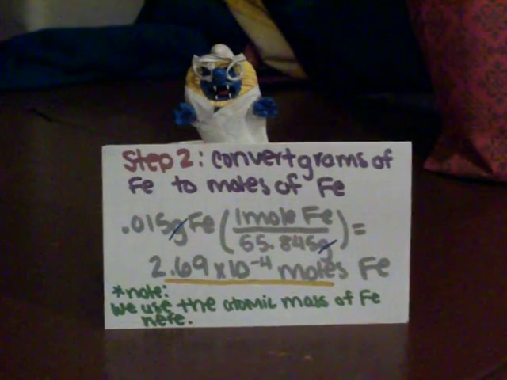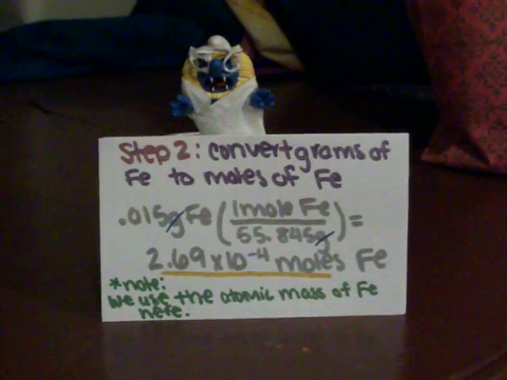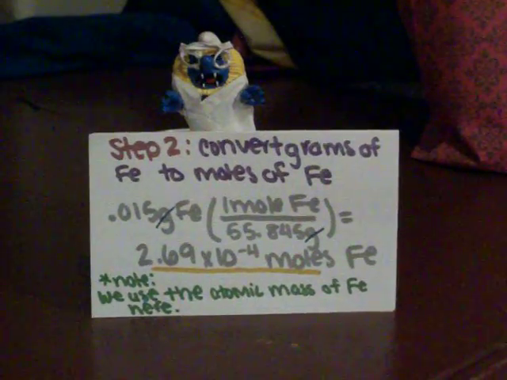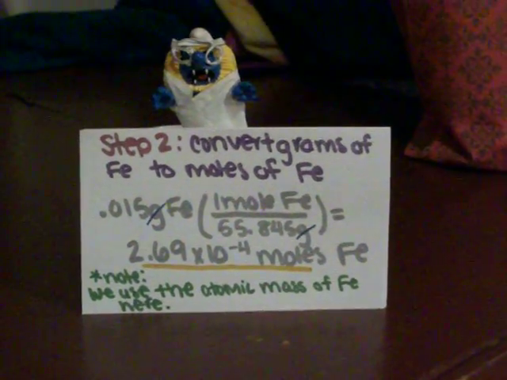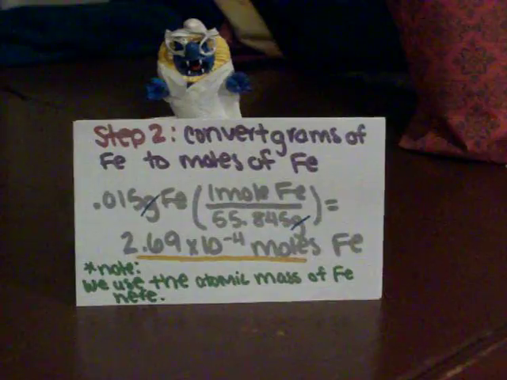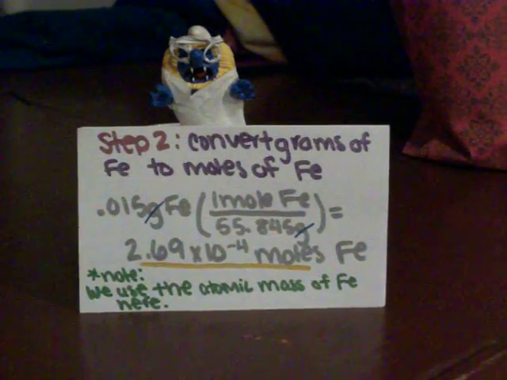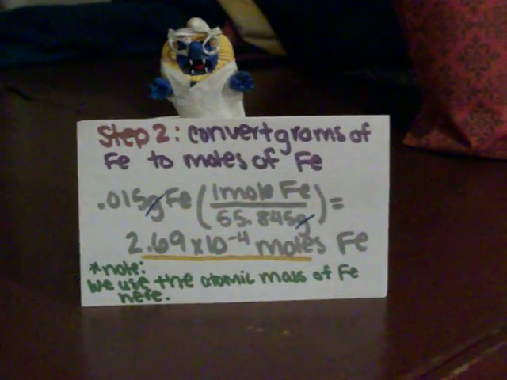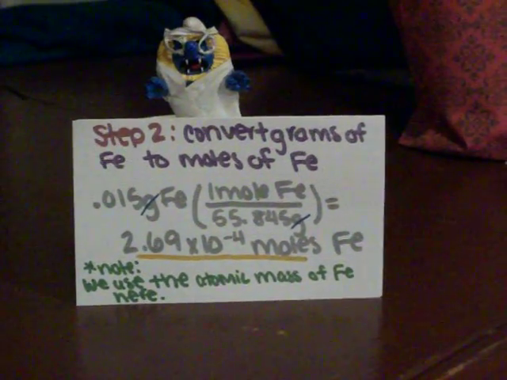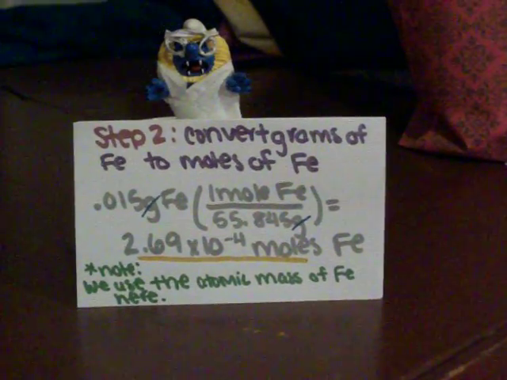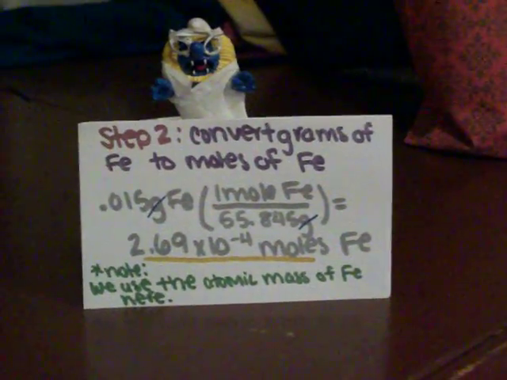Step 2, we're going to convert grams of iron to moles of iron. We'll do that by multiplying 0.015 grams of iron by 1 mole of iron over 55.845 grams, which is the atomic mass of iron, giving us 2.69 times 10 to the negative 4th moles of iron. Next slide, please.